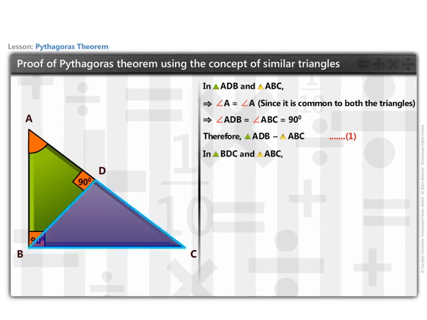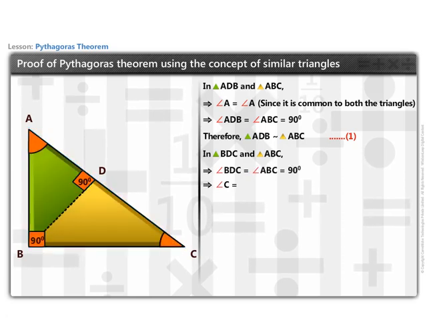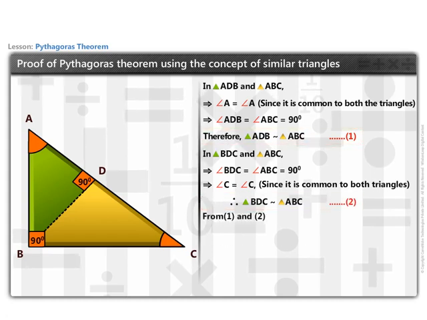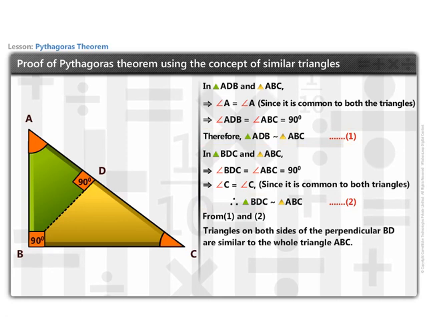Similarly, in triangles BDC and ABC, angle BDC is equal to angle ABC, that is equal to 90 degrees. Angle C is equal to angle C, since it is common to both triangles. Therefore, triangle BDC is similar to triangle ABC. Let us consider this as equation 2. So, from 1 and 2, triangles on both sides of the perpendicular BD are similar to the whole triangle ABC.